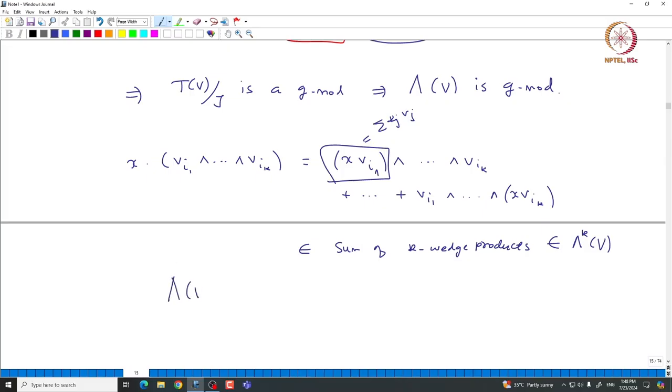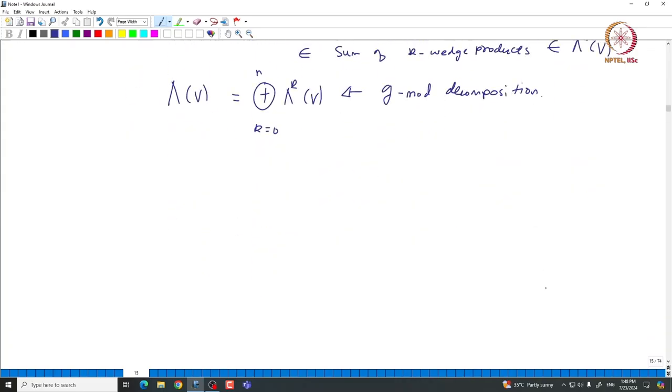So, that means this lambda V, being the direct sum of lambda k V where k ranges from 0 to n, is indeed a G module decomposition. Okay. So, indeed, given a G module V, we have created lots of new examples from that. If we start with a G module V, then we have the tensors, we have the symmetric tensors, and we have these exteriors, which are isomorphic to S^k of V, and then we also have this lambda k of V.